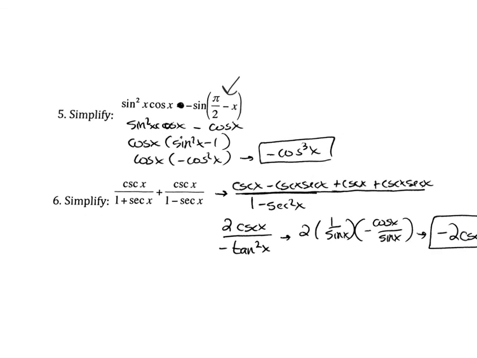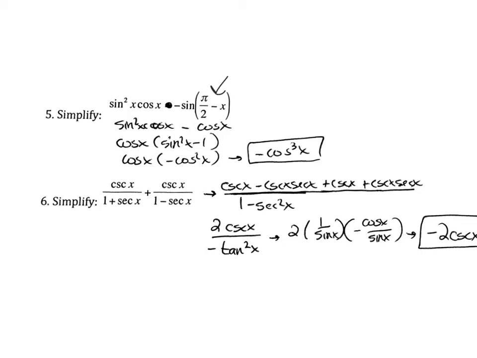Number 6, another simplify problem. I went ahead, first step here, and just tried to combine the fractions. So multiply the denominators, got 1 minus secant squared. Cross multiply the numerators, cosecant times cosecant secant, and then cosecant plus cosecant secant. And the cool thing when you do that is, hopefully, the cosecant secants cancel out. So all that leaves you with in my numerator is 2 cosecants. On the bottom, tangent squared plus 1 is secant squared.